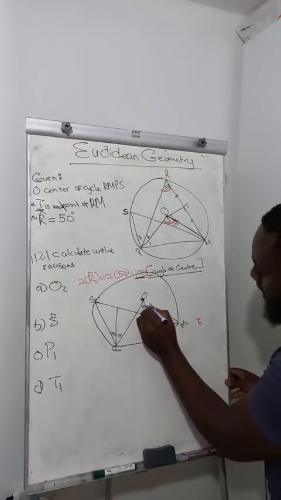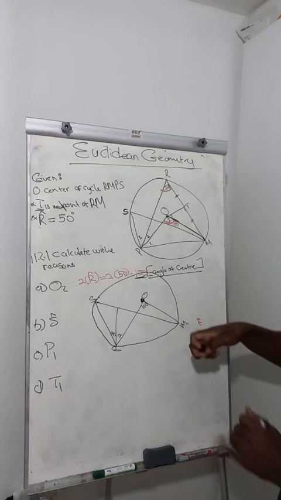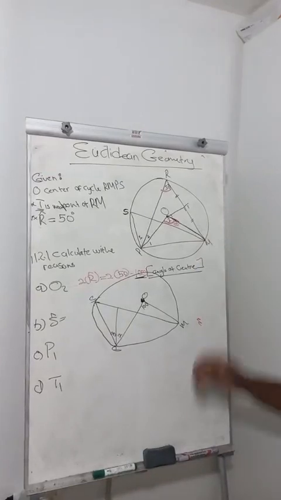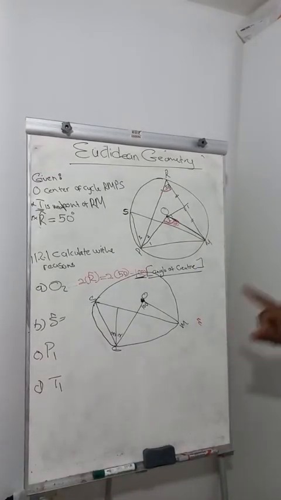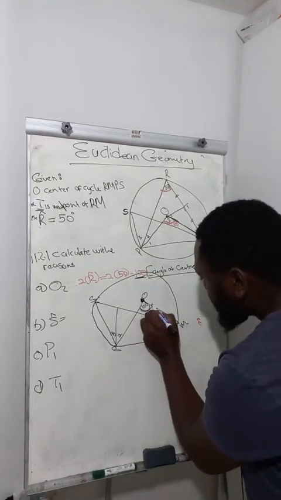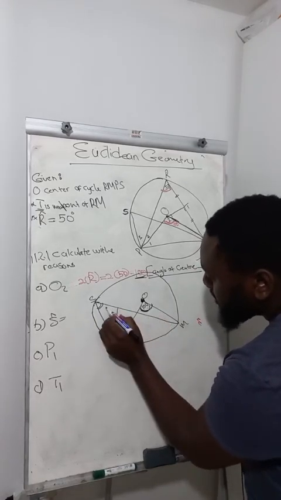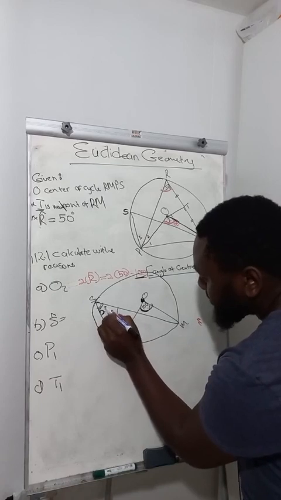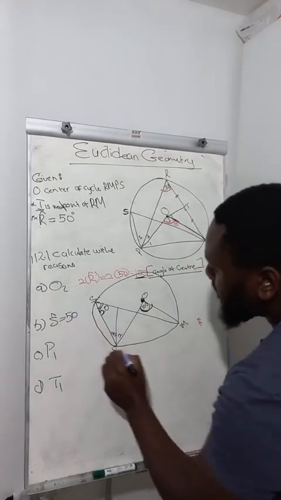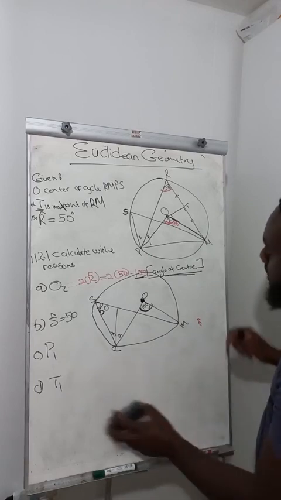Do you see that this is the center here, and this fourth point here is not touching the circumference? So the theorem you have to be looking at is the theorem which says angle at center is twice the angle at the circumference. So this angle here is twice this angle here. So this angle here is a 50. Do you see that? So you can then write 50 here. The reason will still be this one: angle at center is twice the angle at the circumference.